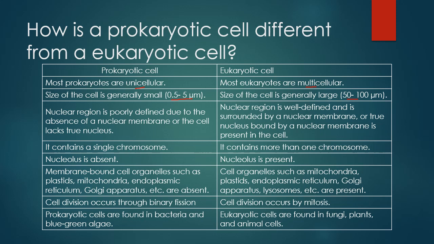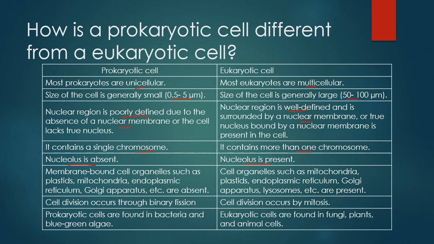Nuclear region is poorly defined due to the absence of nuclear membrane, or the cell lacks a true nucleus. Whereas here, nuclear region is well defined and it is surrounded by nuclear membrane. Next point, prokaryotes contain a single chromosome. It contains more than one chromosome in eukaryotes. Nucleolus is absent in prokaryotes. Nucleolus is present in eukaryotes.